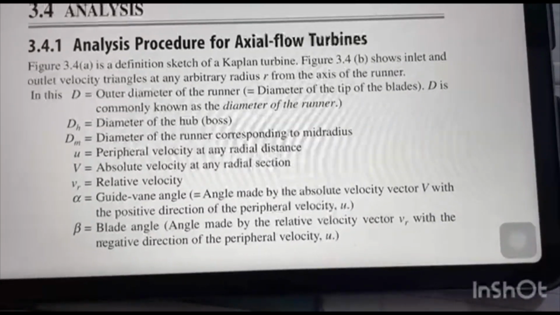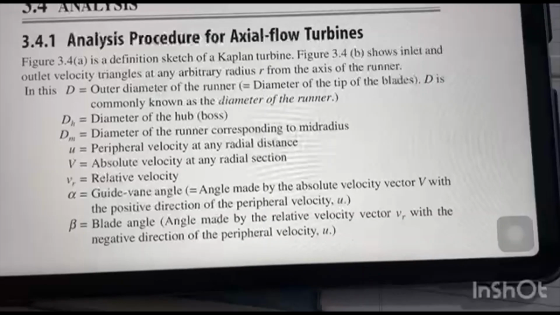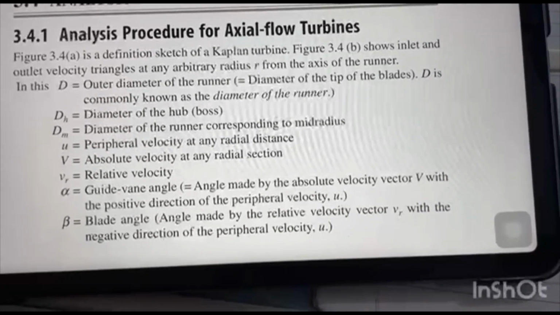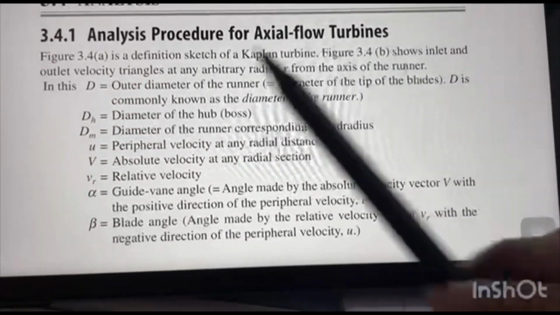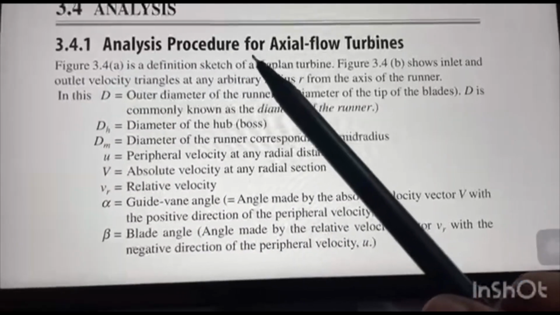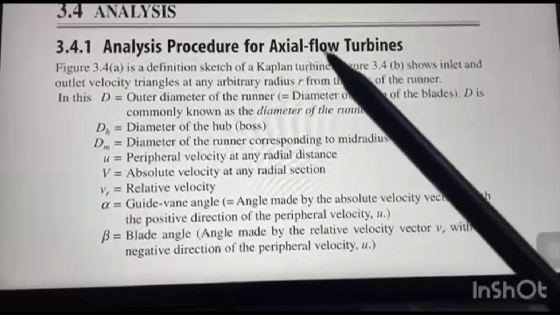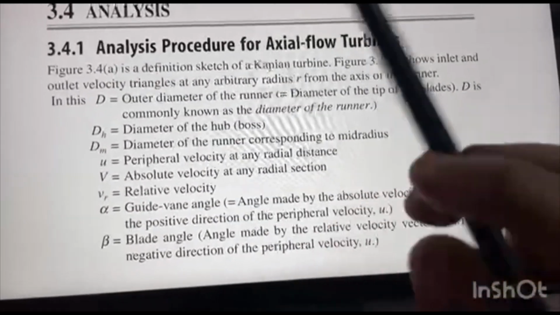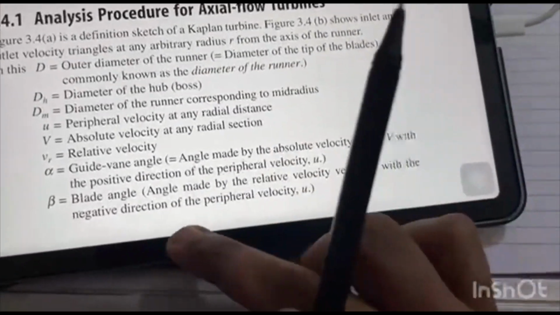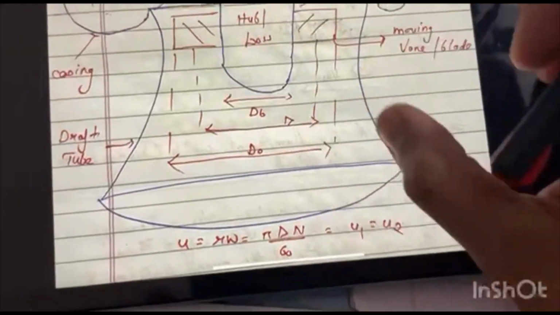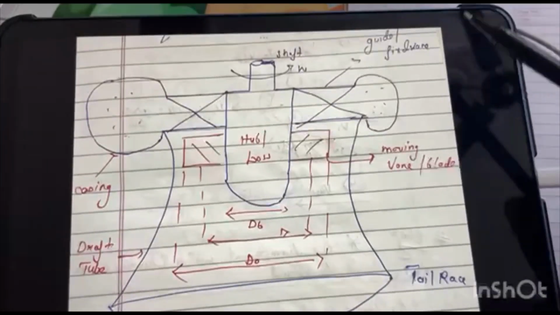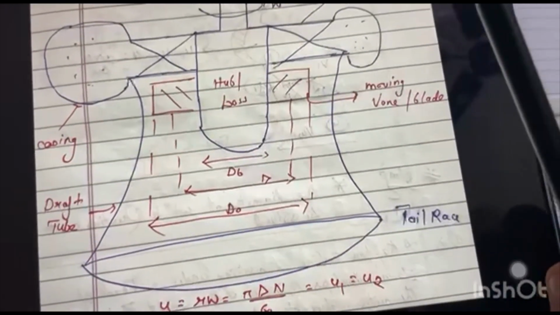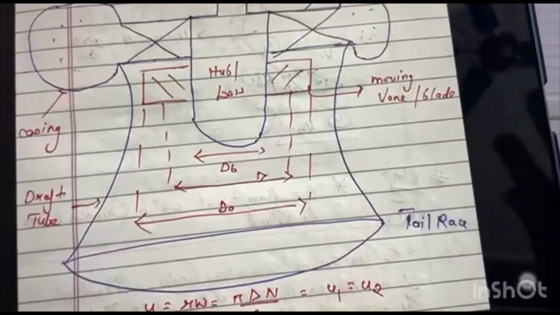Hello. In this video, we will discuss the analysis of Kaplan and propeller turbines. The first topic is 3.4, analysis of axial flow turbine. I've created a sketch, so let's discuss this first. This is the sketch of the Kaplan and propeller turbine.